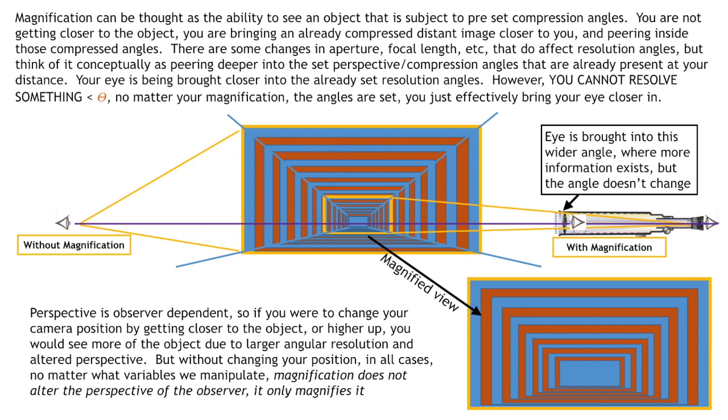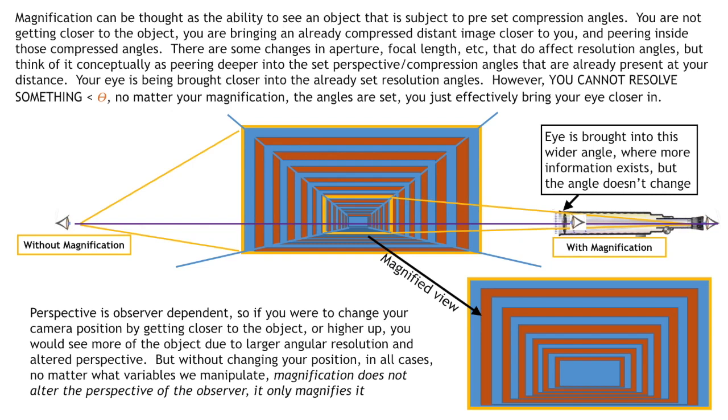So magnification can be thought of as the ability to see an object that is subject to preset compression angles. In other words, you are not really getting closer to the object. You are bringing an already compressed distant object closer to you and peering inside those compressed angles at a slightly larger angle. But the perspective doesn't change.